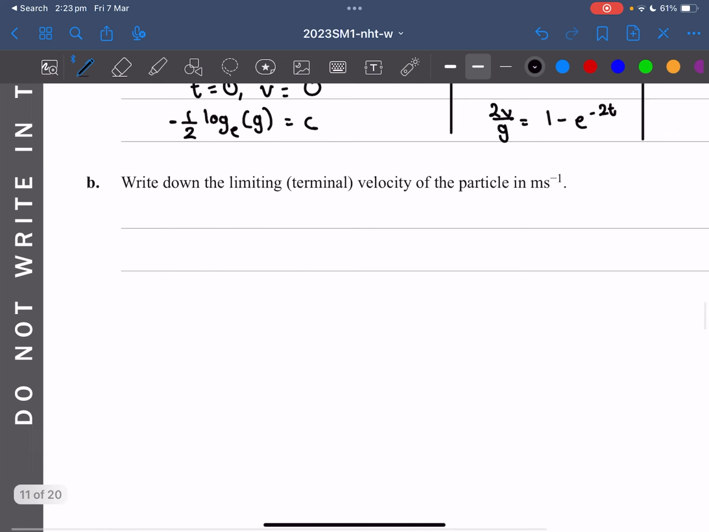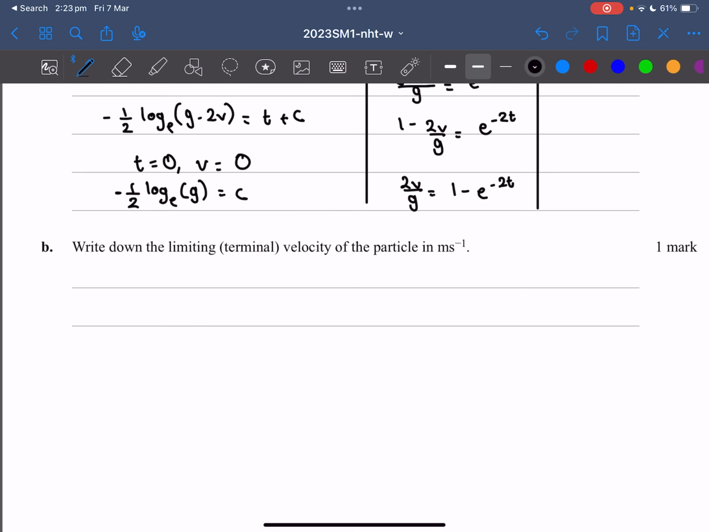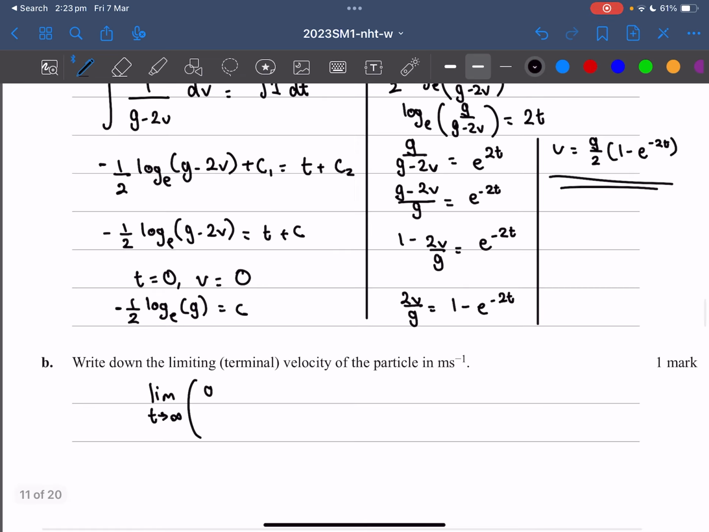Write down the limiting terminal velocity of the particle in meters per second. So limiting terminal velocity, that is basically saying that find the limit when t goes to infinity. So limit as t goes to infinity of g on 2 times 1 minus e to the power of minus 2t.